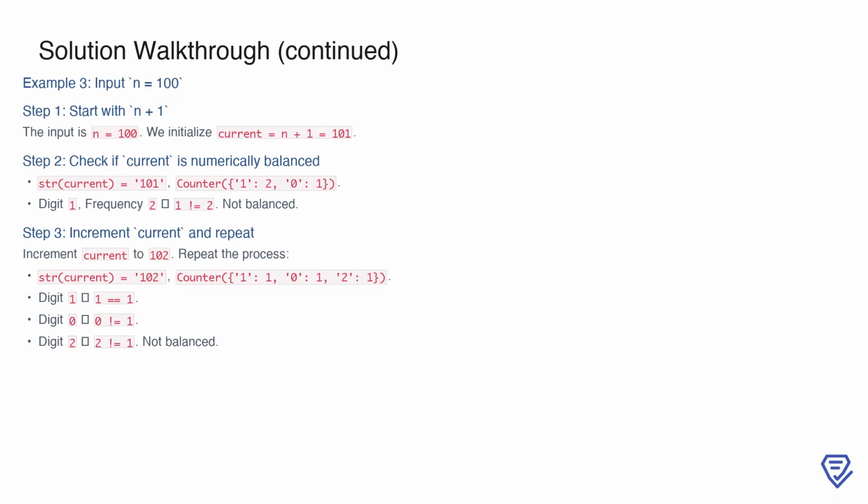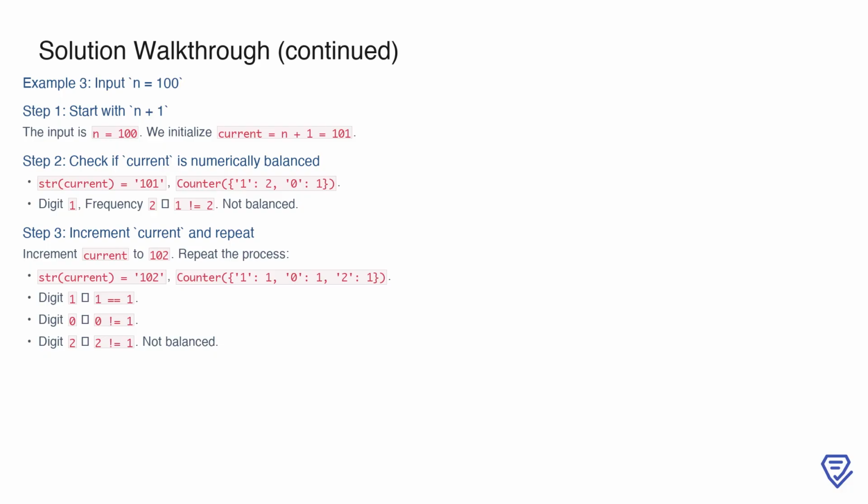Let's now analyze a third example with n equals 100. As before, we start by initializing current as n plus 1, so current equals 101. To check if 101 is numerically balanced, we convert it to a string, resulting in "101", and count the frequency of its digits, which gives 1: 2, 0: 1. Here, the digit 1 appears twice, but since 1 is not equal to its frequency of 2, the number is not numerically balanced.